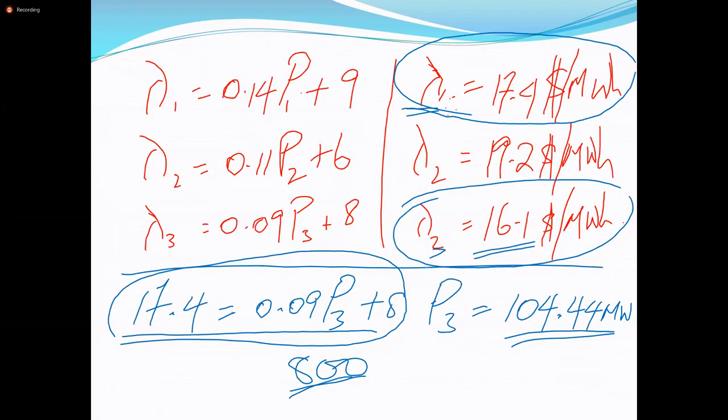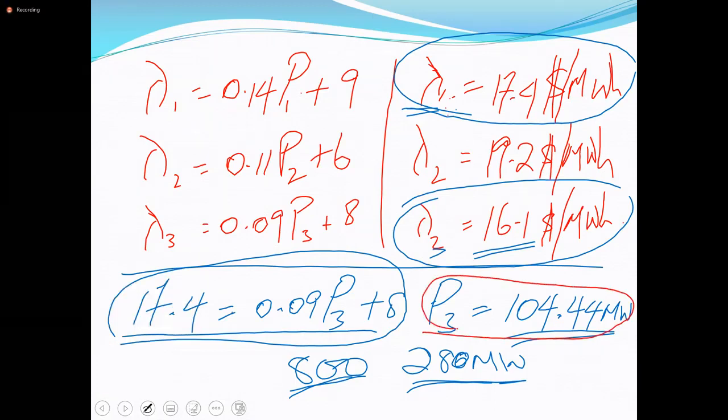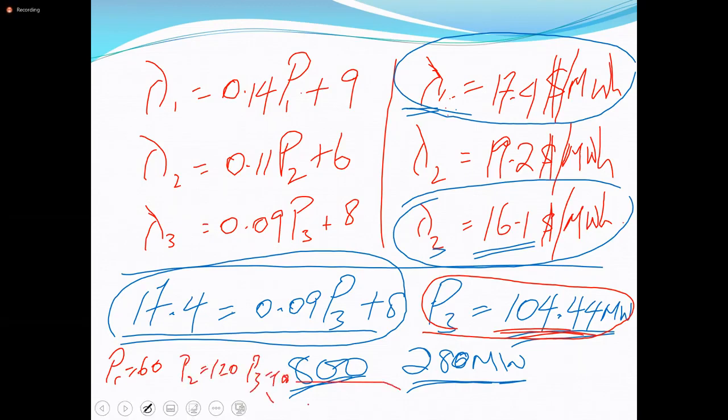I could have given you a question and said, what is the share when supplying 280 megawatts? Now, in supplying 280 megawatts, when you do this test, you would have seen that unit three would put out 104 before unit one starts to provide output. And so what that would say to us is that the mix is that P1 would be 60, P2 120, and P3 would be 100 in order to meet 280. I hope this is clear.